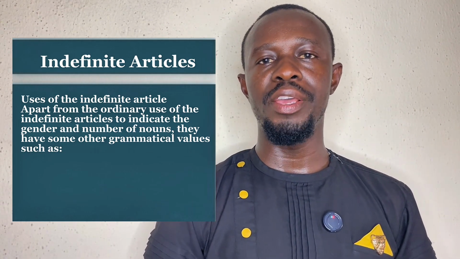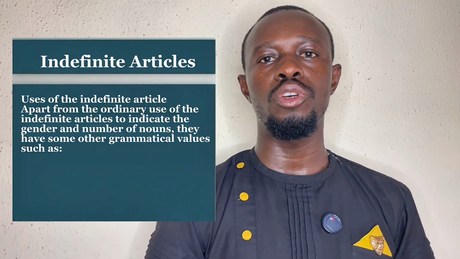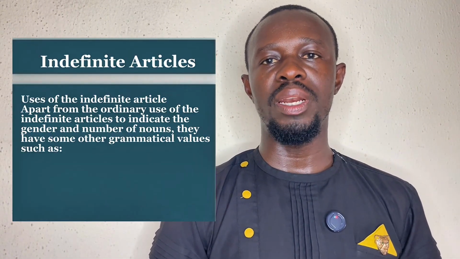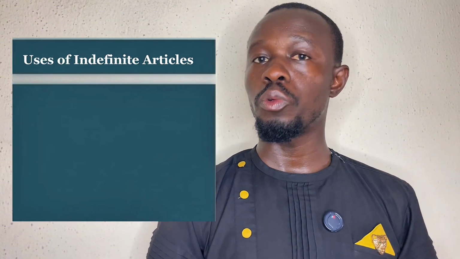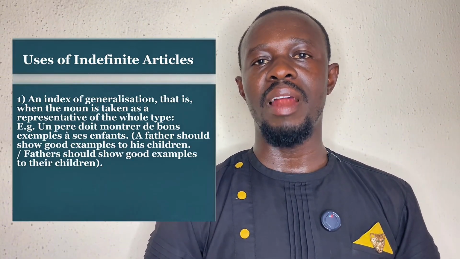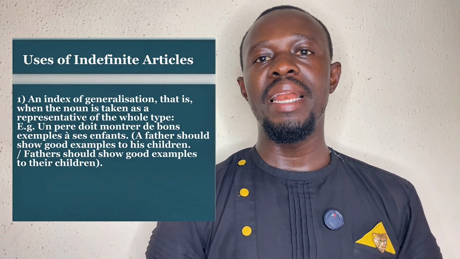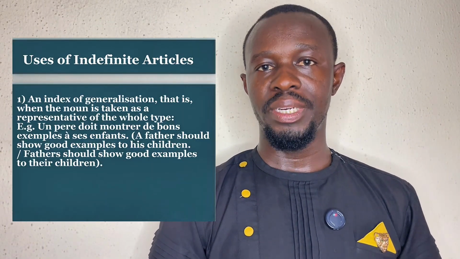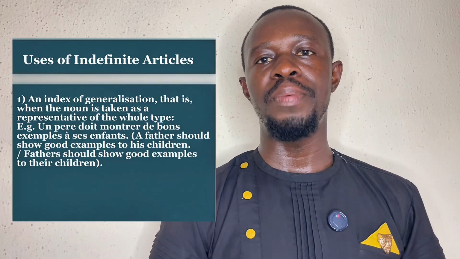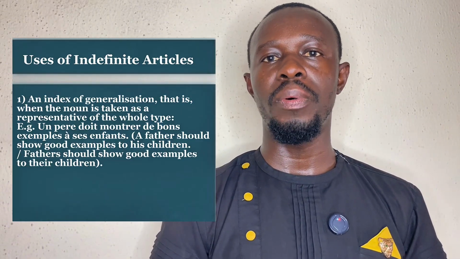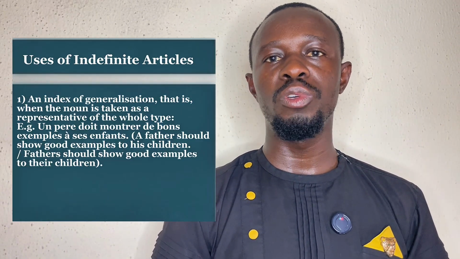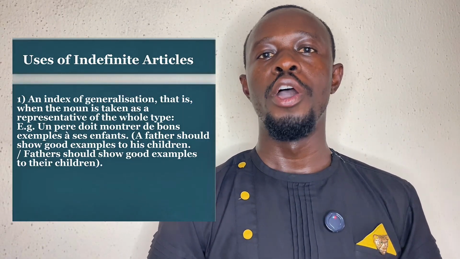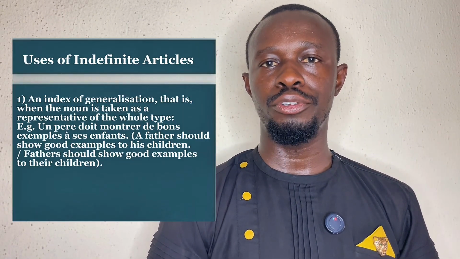Apart from the ordinary use of the indefinite articles to indicate the gender and number of nouns, they have some other grammatical values, such as, one, an index of generalization, that is, when the noun is taken as the representation of the whole type. For instance, you can find it in "un père doit montrer de bons exemples à ses enfants." Un père means a father. Now we're generalizing it, that fathers should show good examples to their children.